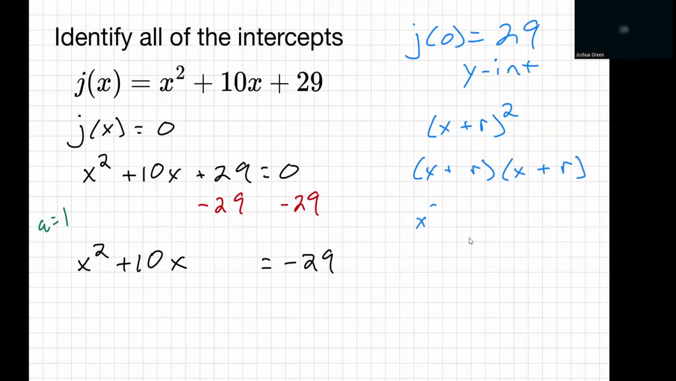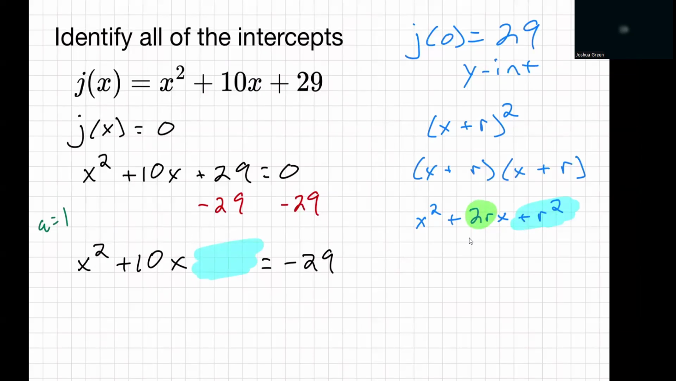With that said, when we multiply this out, we're going to get something that looks like this, where the thing that we're missing is the r squared. That's all we need to find. What do I put for r squared? Well, the good news is we have a way to get to it.